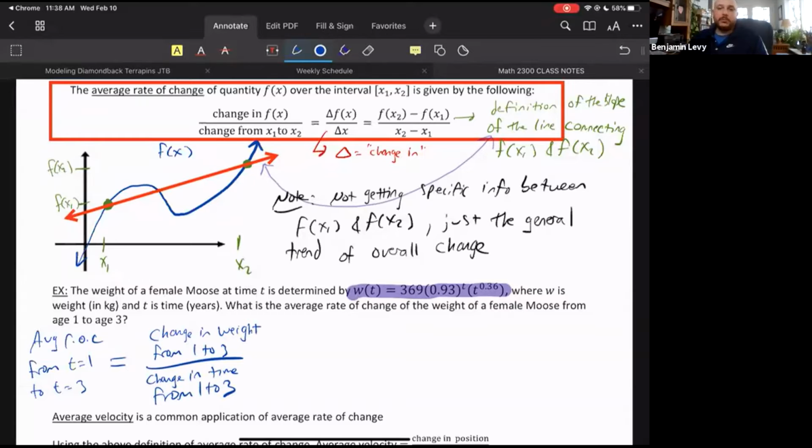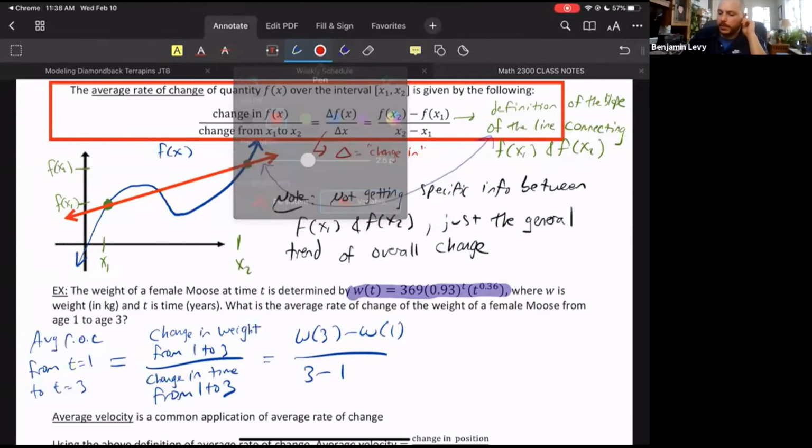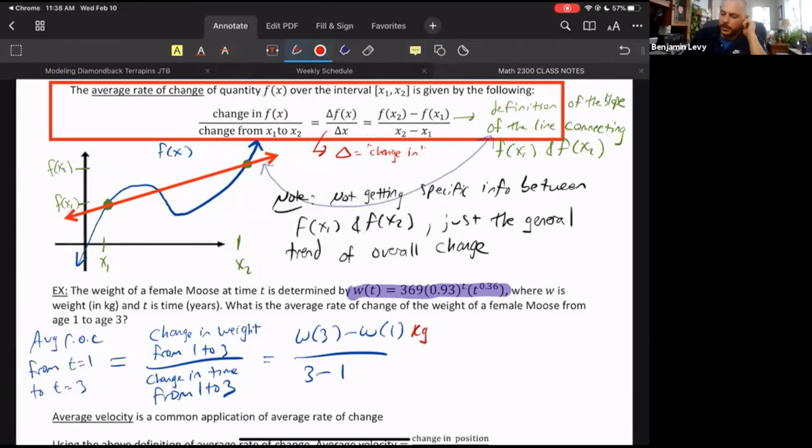Okay, so the change in weight, we just plug those function values in. So we're going to do this kind of thing up here. We're just plugging the function values in. And so we're going to do W of 3 minus W of 1 over 3 minus 1. So on the top, we're plugging things into the function. On the bottom, we're just subtracting the inputs. And note, we want to have a unit here. It's helpful to note that on the top, we have kilograms, and on the bottom, we have years, because that shows us the unit's going to end up being kilograms per year.